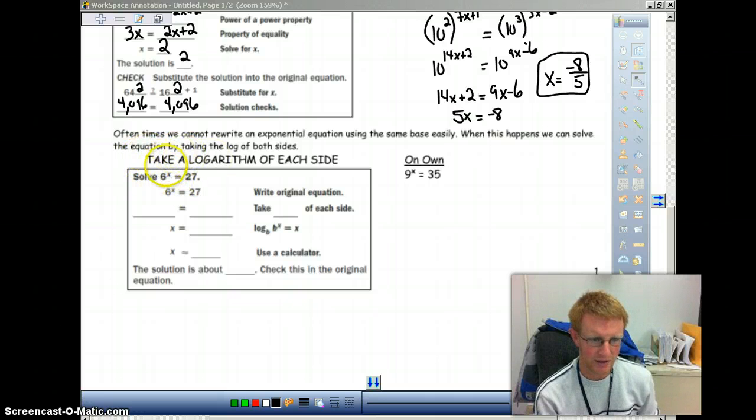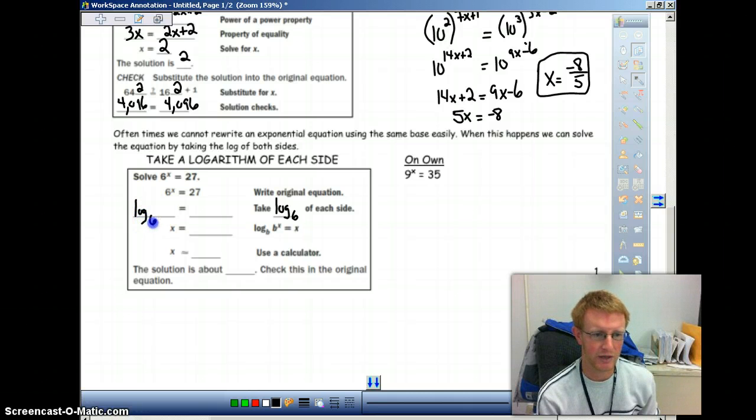We have 6 to the x equals 27. And obviously, the only way to solve for x is to get that out of the exponent. And the only way to get it out of the exponent is by taking the logarithm of both sides. And what we said is to get rid of an exponent like that, we will take the logarithm, and the base will have to be the same as the base over here. So it's going to be log base 6 of 6 to the x.